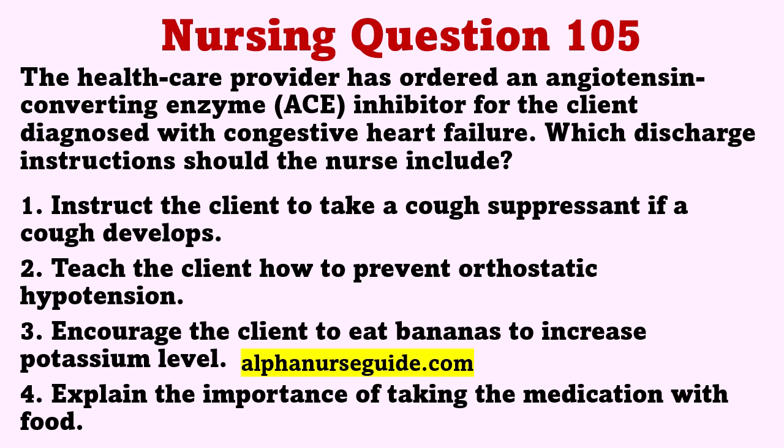The correct answer is 2. Teach the client how to prevent orthostatic hypotension. Orthostatic hypotension may occur with ACE inhibitors as a result of vasodilation. Therefore, the nurse should instruct the client to rise slowly and sit on the side of the bed until equilibrium is restored. If a cough develops, the client should notify the healthcare provider because this is an adverse reaction, and the HCP will discontinue the medication.